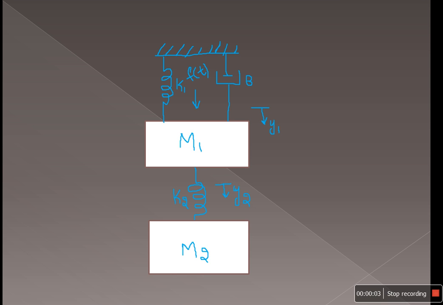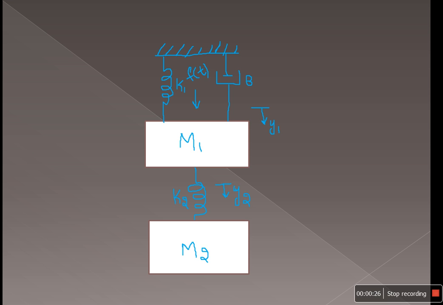Hello everyone. Today we are going to solve one more problem related to translational mechanical systems. Already in the first problem I explained the procedure and the guidelines to solve problems related to mechanical translational systems. So here we are going to solve one more problem. So what are the guidelines?